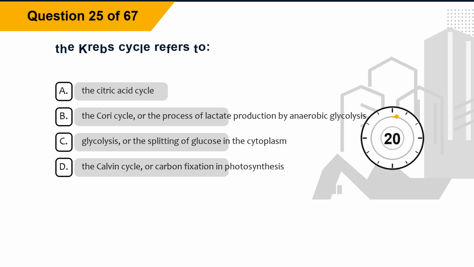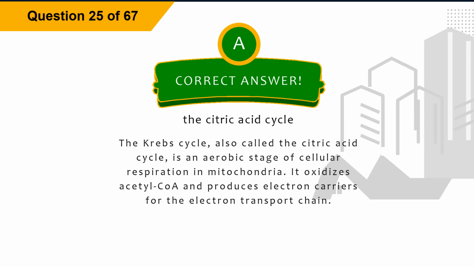Question 25. The Krebs cycle refers to: Option A, the citric acid cycle. Option B, the Cori cycle, or the process of lactate production by anaerobic glycolysis. Option C, glycolysis, or the splitting of glucose in the cytoplasm. Option D, the Calvin cycle, or carbon fixation and photosynthesis. The correct answer is option A, the citric acid cycle. Explanation. The Krebs cycle, also called the citric acid cycle, is an aerobic stage of cellular respiration in mitochondria. It oxidizes acetyl-CoA and produces electron carriers for the electron transport chain.